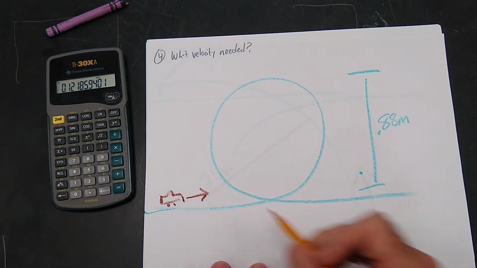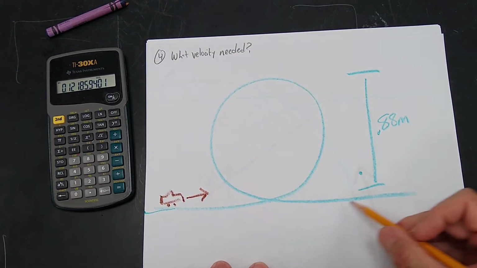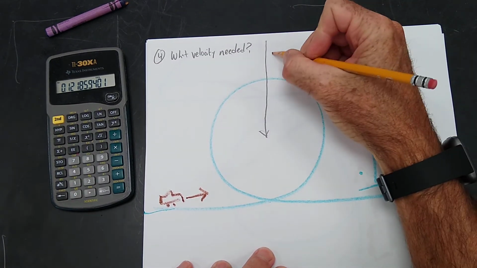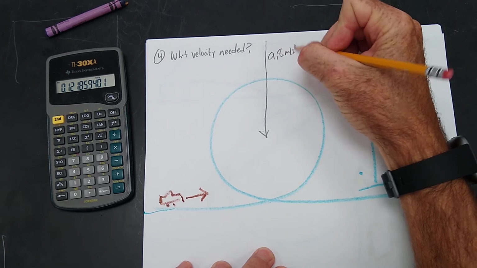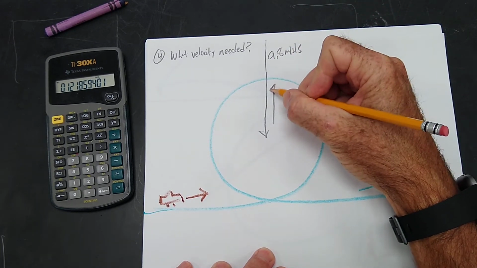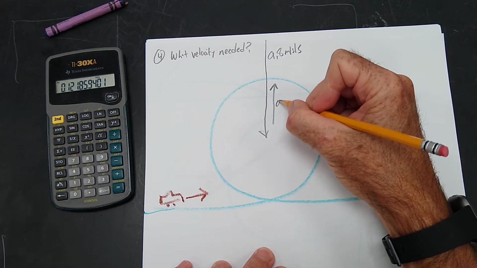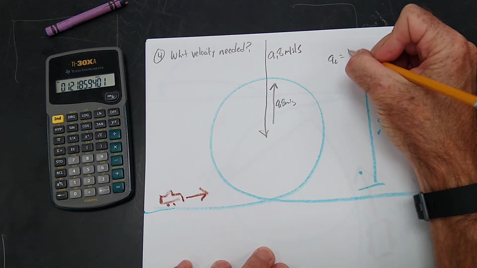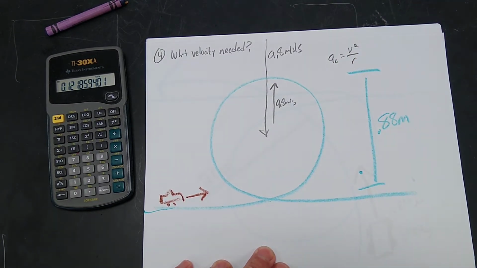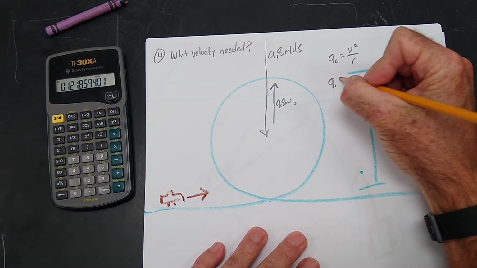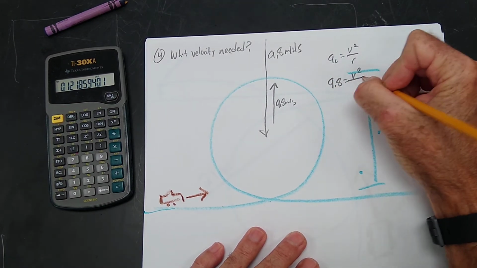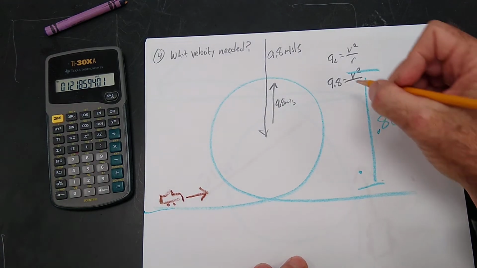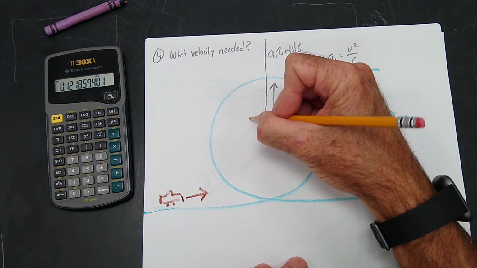What velocity is needed to go around this upside down without falling? We know that the acceleration due to gravity on Earth is 9.8 meters per second squared. So we need to make sure our acceleration around the circle is 9.8. Our centripetal acceleration is V squared over R, so we need at least 9.8 equal V squared over the radius. The total height of the loop is 0.88, so the radius is only 0.44.